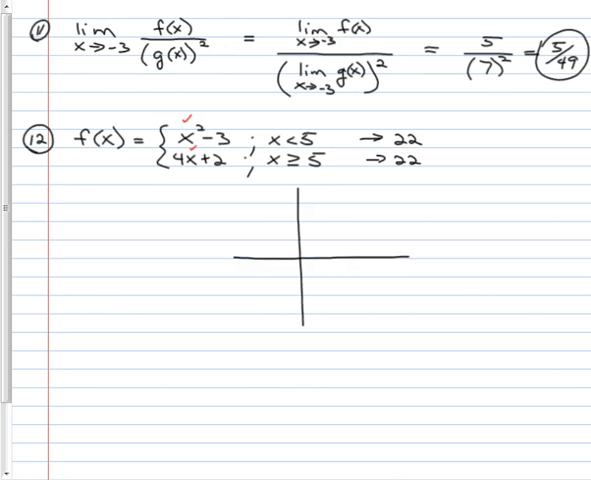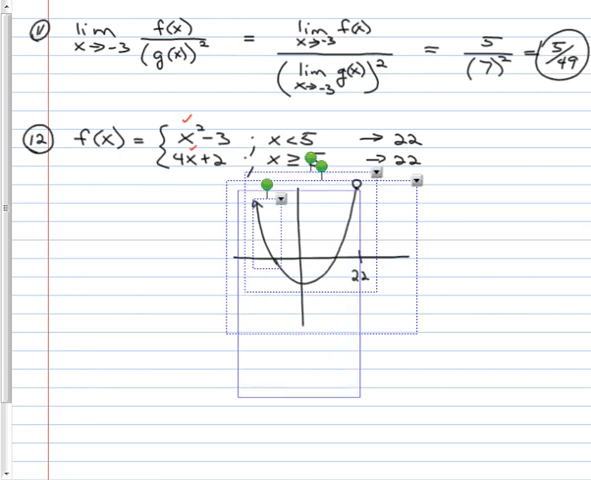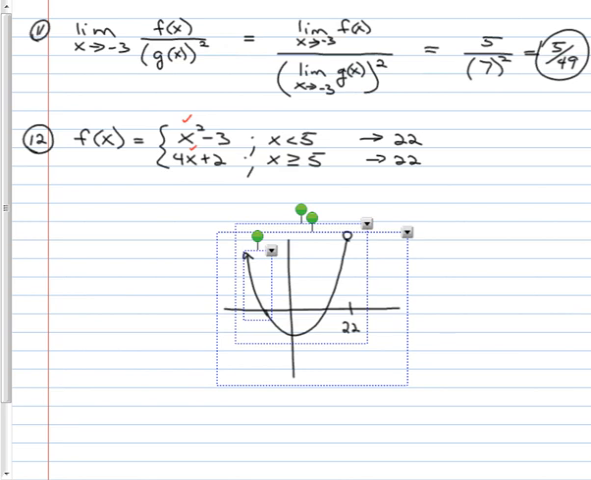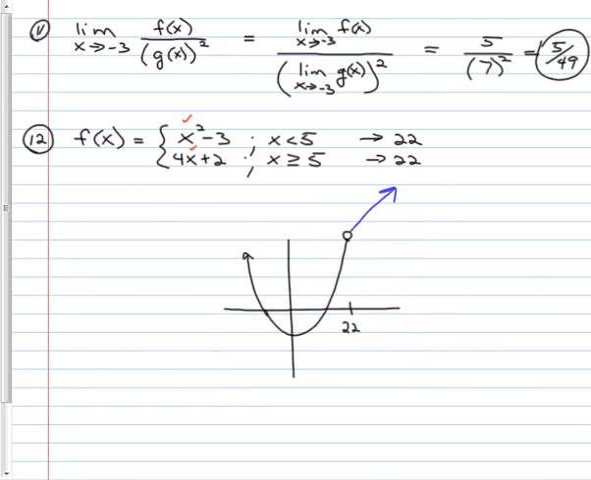Now, this first one is a parabola, x squared minus 3, when x's are less than 5. That 22, that's the left, that's the top graph. And 4x plus 2 is a line, but it also is at that same spot. It's a line, it's doing this, but it fills it in because we can be equal to 5 on that one.